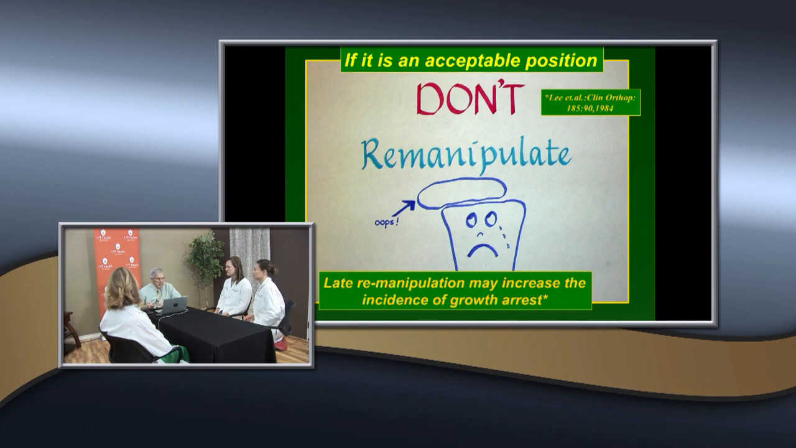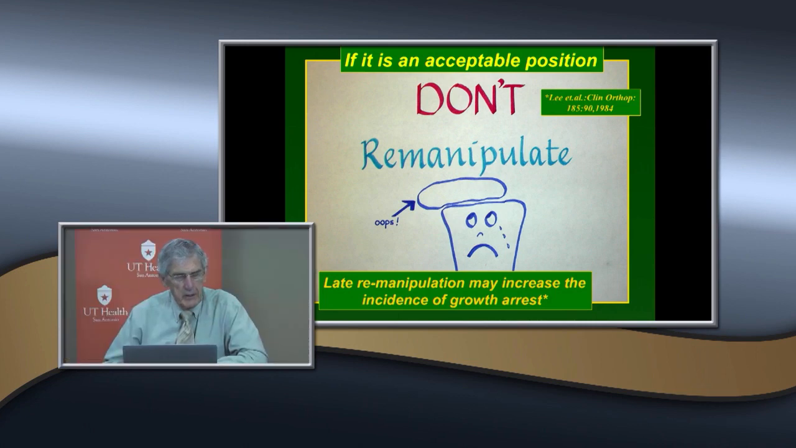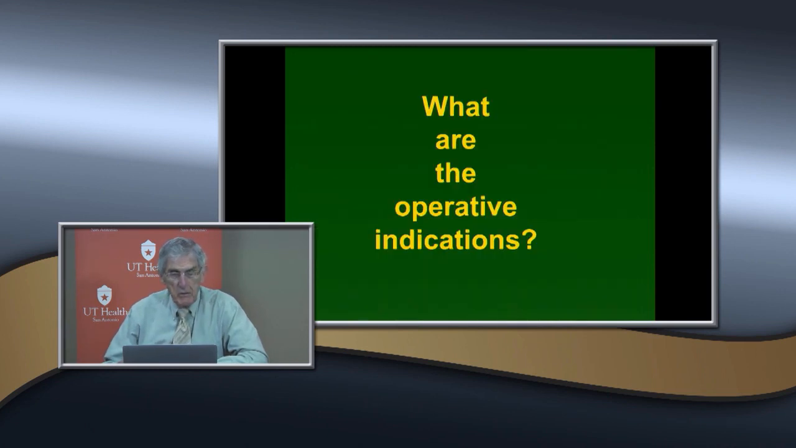In the article by Lee, which looked at close to 100 distal radial physeal injuries, the ones that had growth arrest are the ones that had late manipulation. So best bet is just leave it alone. If there's any problem later on, you can do an osteotomy, but you want to prevent them from getting a growth arrest. So you went into orthopedics to operate, right?